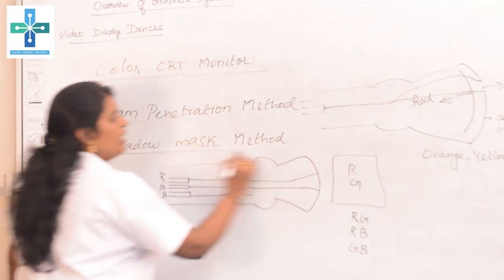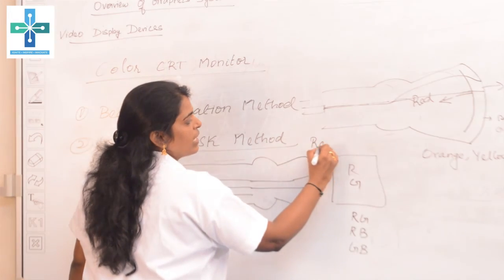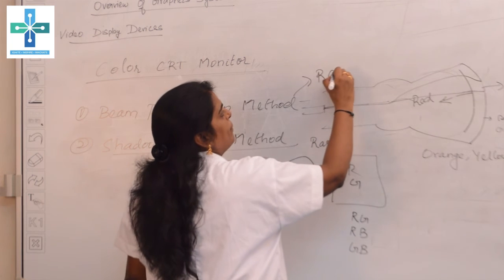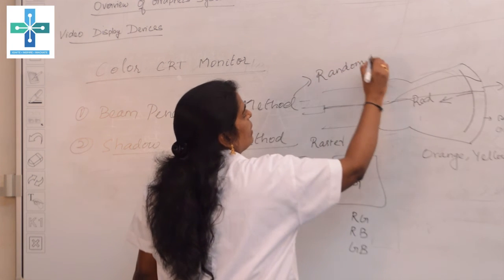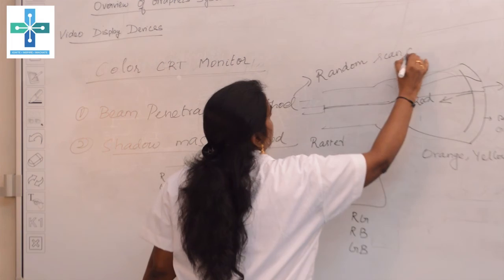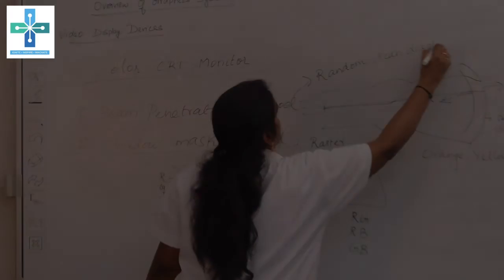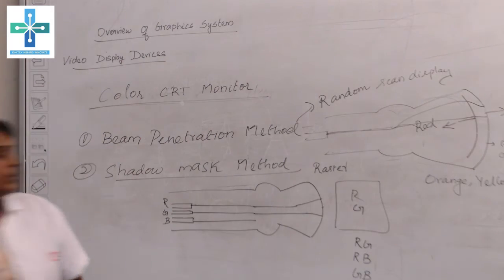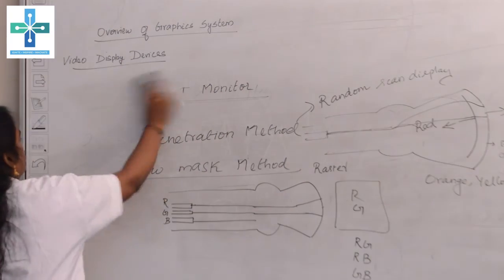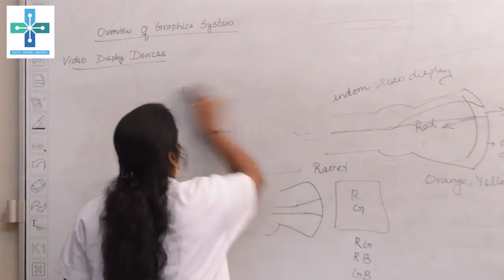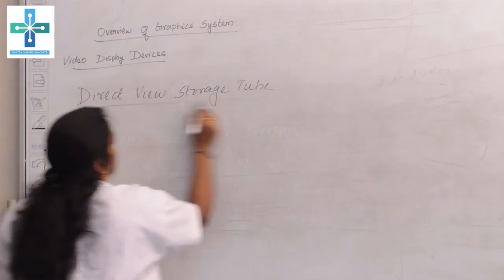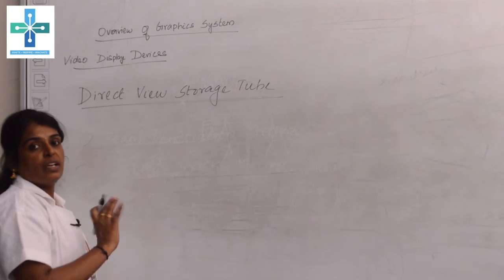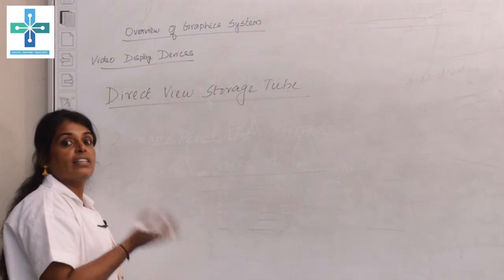The shadow mask method is mainly used in the raster scan display devices, and the beam penetration method is mainly used in the random scan devices or displays. So now we are going to see the next topic, direct view storage tubes. In these direct view storage tubes, the picture definition is directly stored as charges.